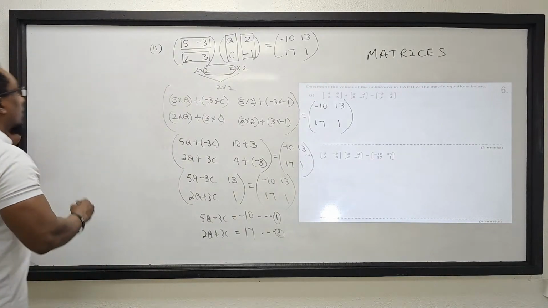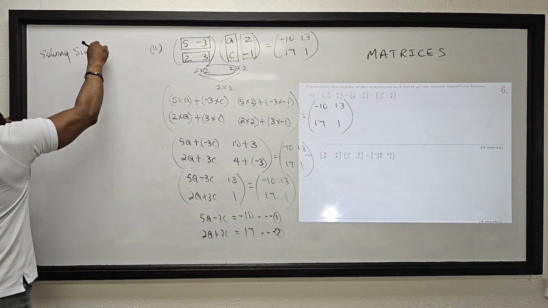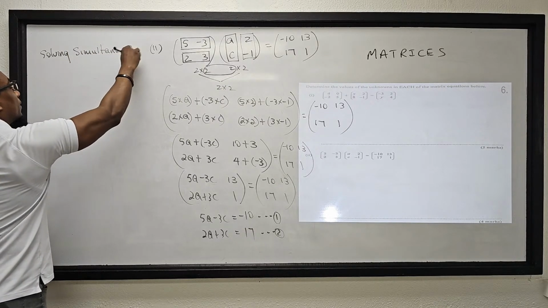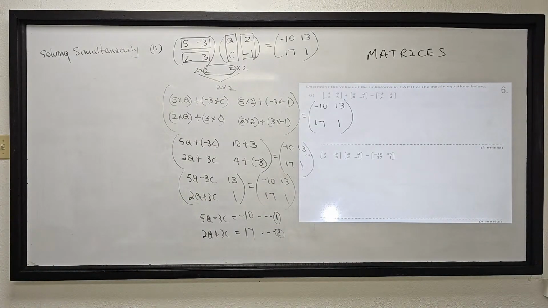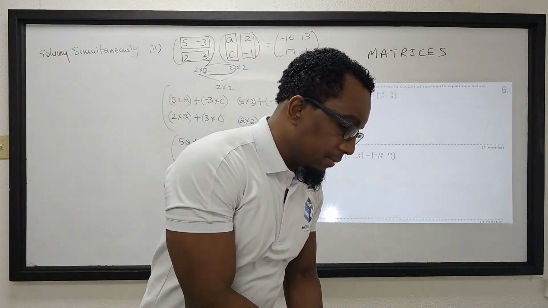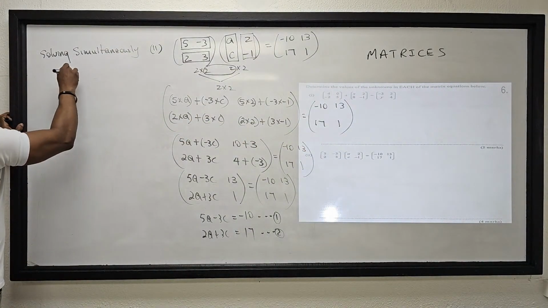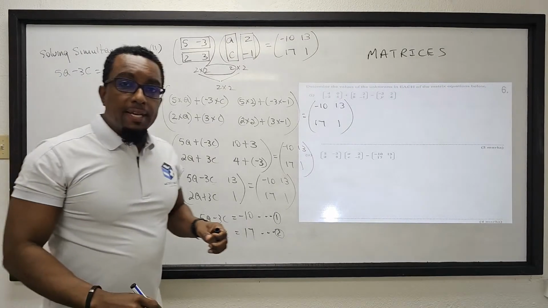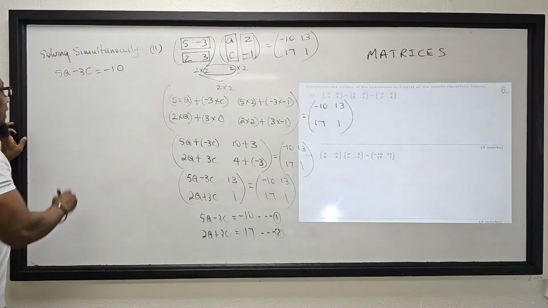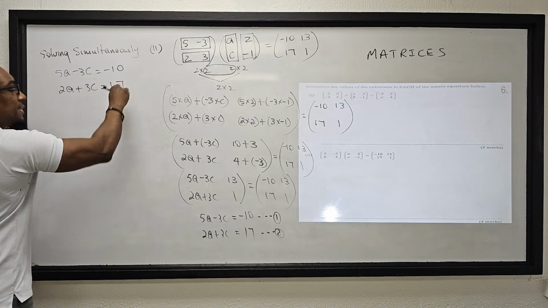So let's solve it simultaneously. This is testing knowledge of solving a pair of equations simultaneously. And that will give us 5A minus 3C is equal to negative 10. And we have 2A plus 3C is equal to 17.